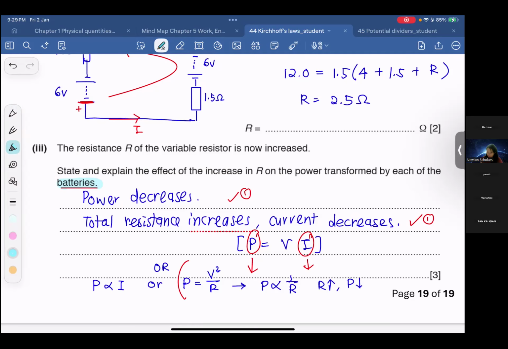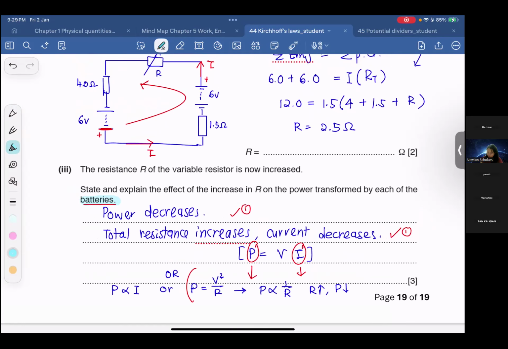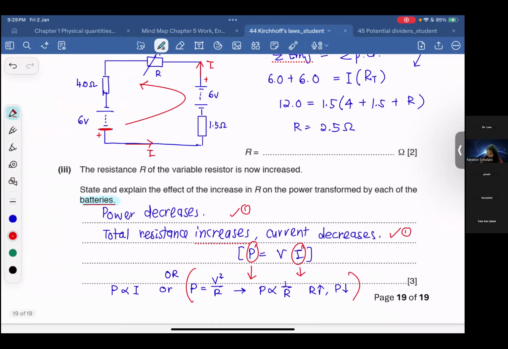Okay, this one is all. So Vashini's answer is good. Okay, any question? No response. Any question? Okay, Fatima okay. No question. Oh okay, okay.